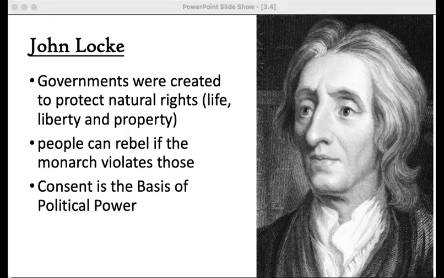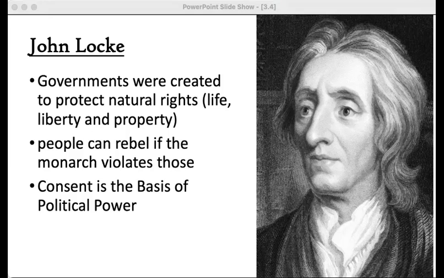So then what is the natural state of man? How does Locke view humanity at its base? Well, Locke would argue that man is good, or at the very least hopes to be perceived that way, that man seeks a stable society, that we want to be part of a group, and that we have natural rights. And these natural rights are life, liberty, and property.